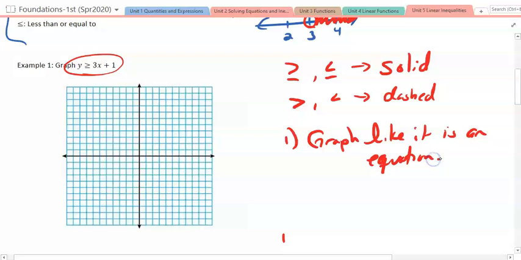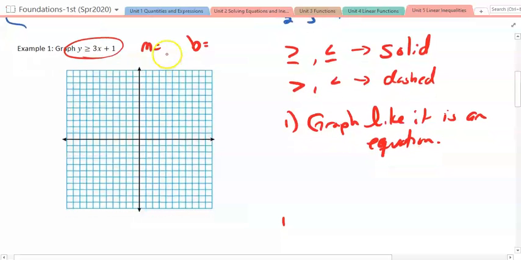So if it's in slope-intercept form, we're going to find the slope and the y-intercept and use that to graph this. If it's in standard form, we'll find the x-intercept and the y-intercept and use that to graph it, and we'll look at that in a couple of examples in a moment. So if I have y is greater than or equal to 3x plus 1, my slope, the m, is 3, and my y-intercept is 1.